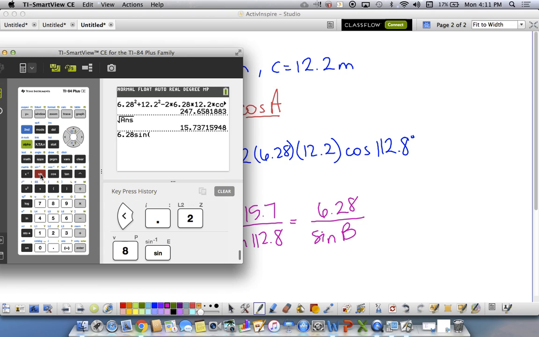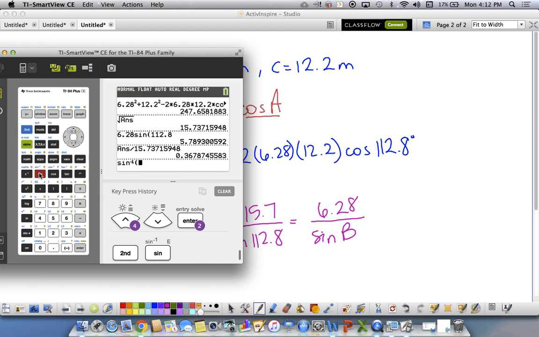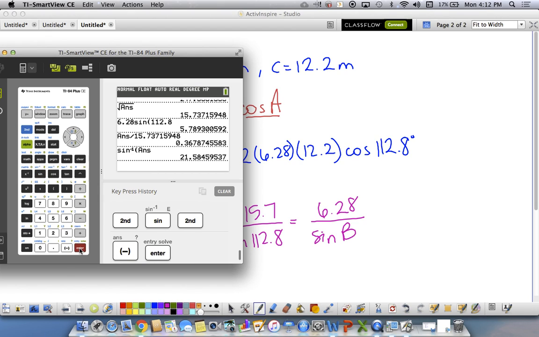Cross multiply, 15.7 sine B equals 6.28 sine 112.8. Divided by, now I'm going to show you something. If you've got this type of calculator, I'm going back up to copy that answer to give me all my decimals. That will give me the most exact answer. I get 0.3678. Now I'm going to take the inverse sine of second answer. So angle B is approximately 21.6 degrees.